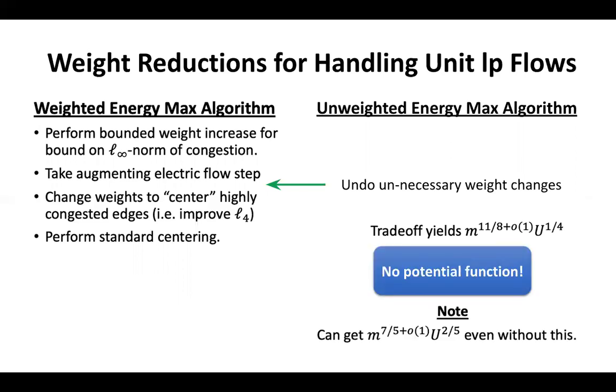Additionally, our analysis does not have a potential function, like a global energy potential function, like earlier results of Madry. I want to stress that our algorithm just solves this optimization problem, this mixed L2-LP flow, which gives us weights. We use those weights, take a step, and then we do this over and over, and that's our whole algorithm. In this sense, we can also get an m to the 7/5 algorithm even without this unnatural weight reduction step. So m to the 7/5 still does improve over m to the 10/7.